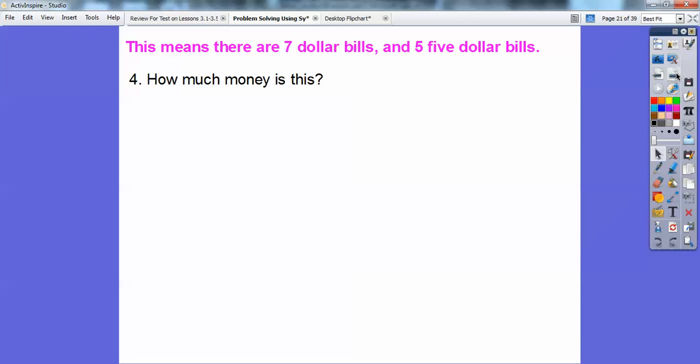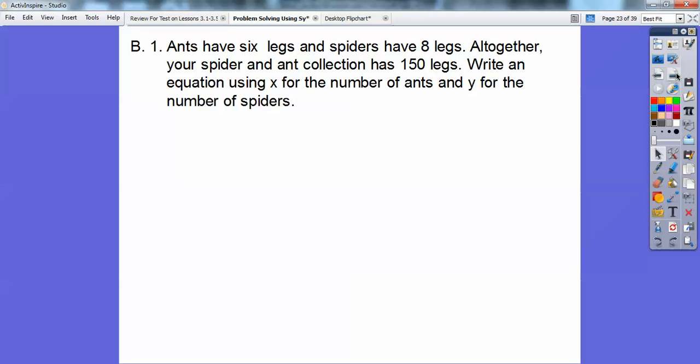Let me take that up there. All right, so number 4, how much money is that? Well, if we have 7 $1 bills and 5 $5 bills, 7 times 1 plus 5 times 5, I get 32 bucks you have. Okay? All right. So let's try this one here, you guys.